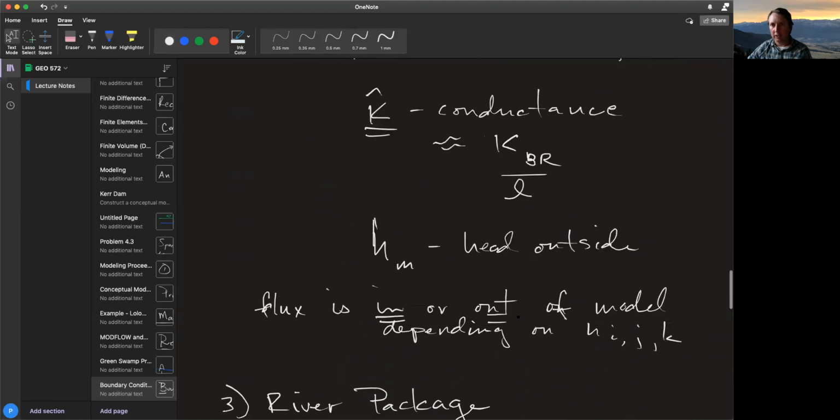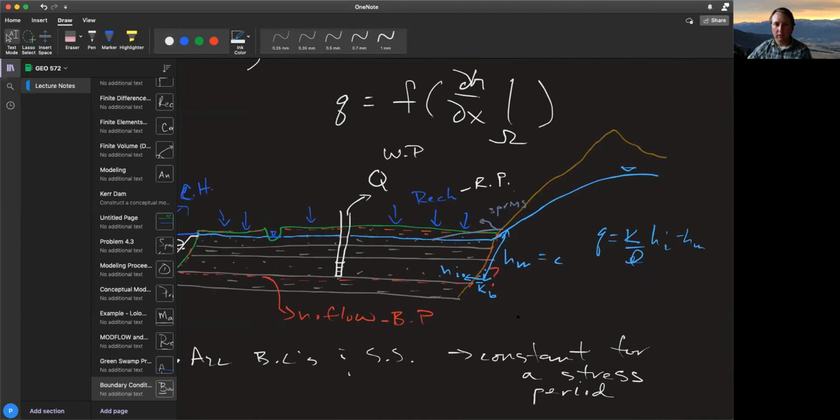In the ET package, we're simulating plants. Here I've got a plant and it's sucking up water. But remember that a plant has a root system. If the water is up to the base of the plant, it's just using water as fast as it can. But if the water falls beneath the roots, then the plant can't use water anymore.